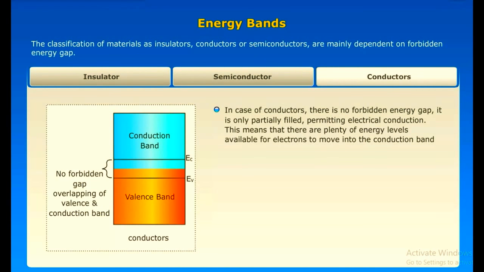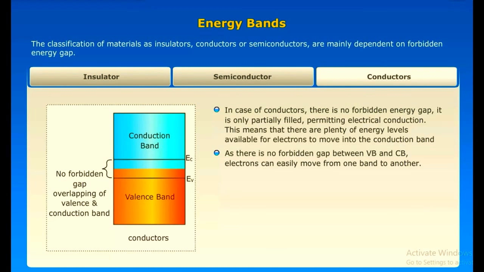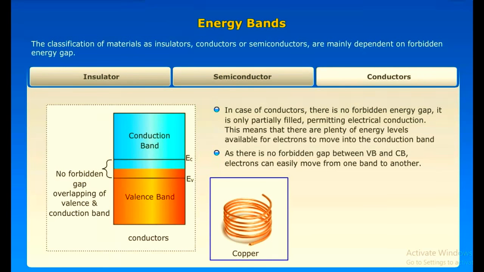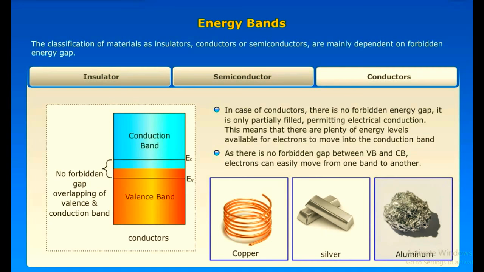Conductors. In the case of conductors, there is no forbidden energy gap. The band is only partially filled, permitting electrical conduction. This means that there are plenty of energy levels available for electrons to move into the conduction band. As there is no forbidden gap between the valence band and conduction band, electrons can easily move from one band to another. Examples of conductors are copper, silver, and aluminium.